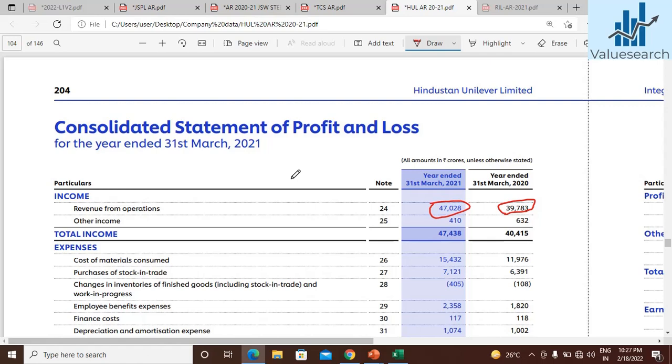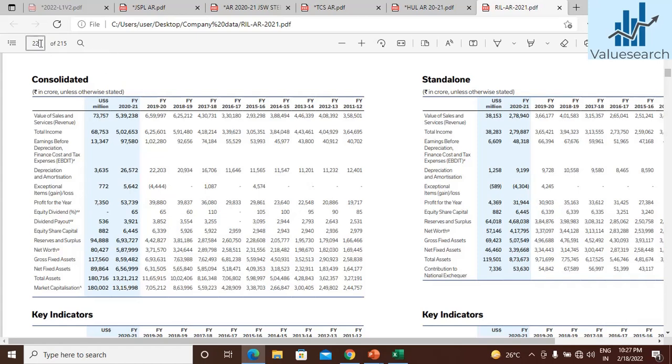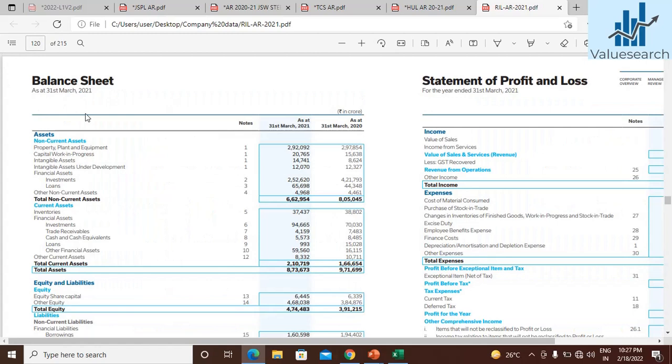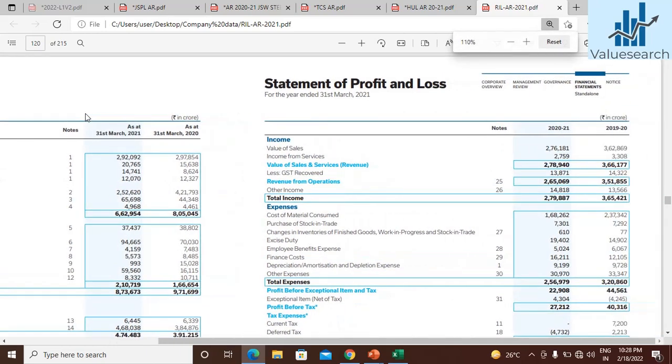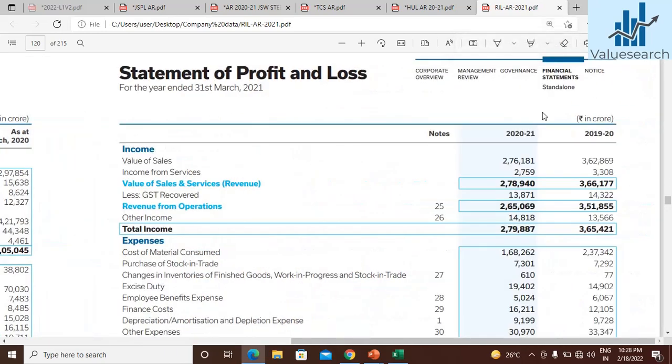Now, we will be looking at our last example, Reliance Industries Limited. This is the company's standalone profit and loss account. Here you can see the financial statement, standalone. Income, value of sale, income from services, value of sales and services, revenue less GST recovered, revenue from operations, other income.